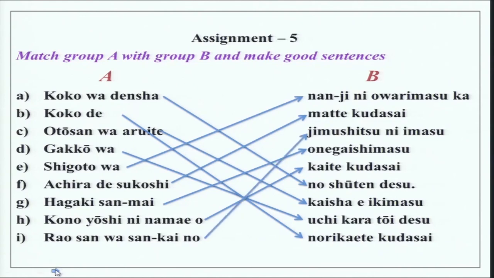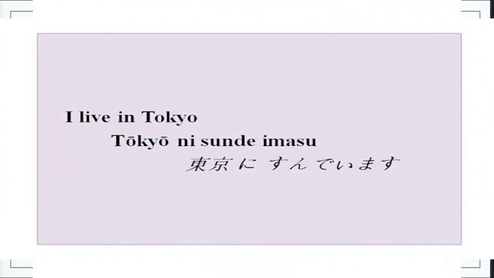Then, Rao-san wa 3 kai no jimushitsu ni imasu. 3 kai no jimushitsu means there are other offices as well, so the 3rd floor office is being specified. Well, lot of shukudai. I hope you did it properly.